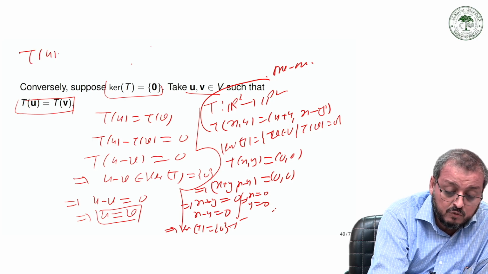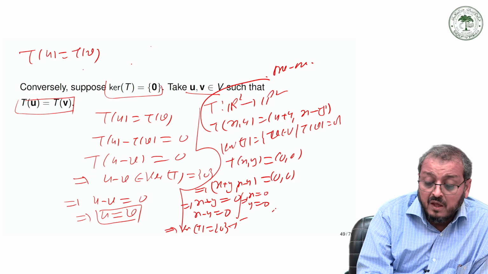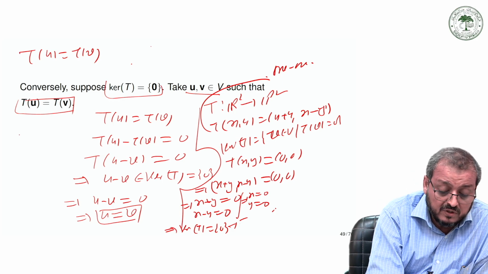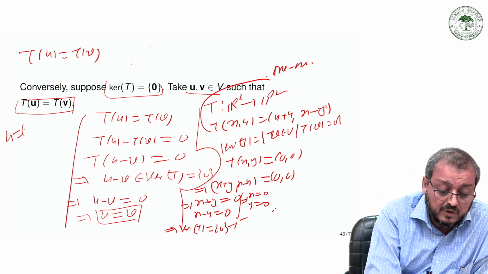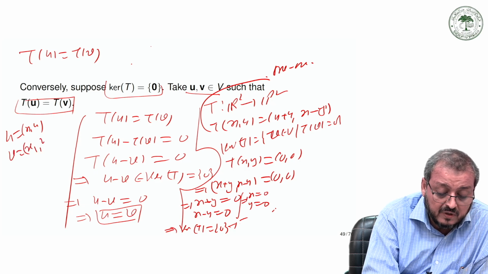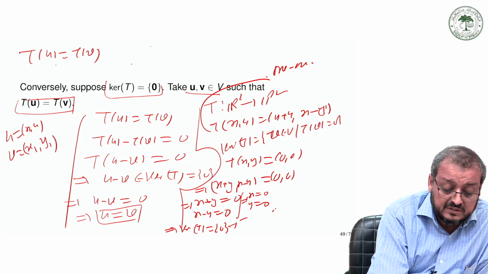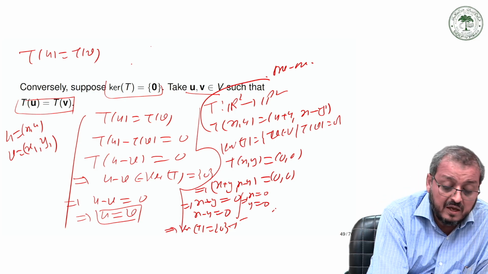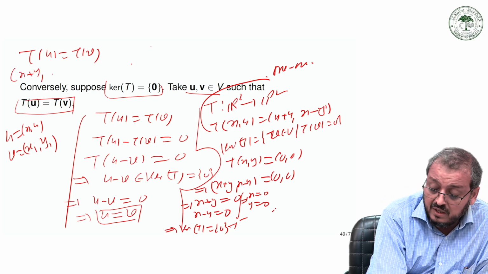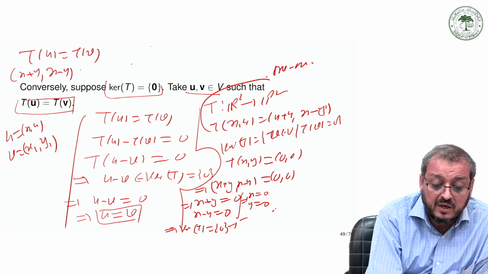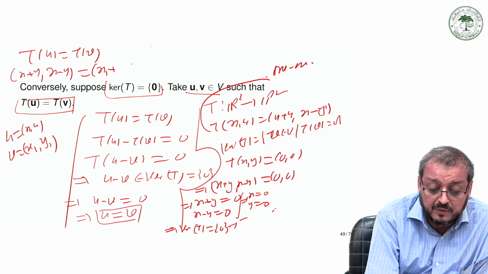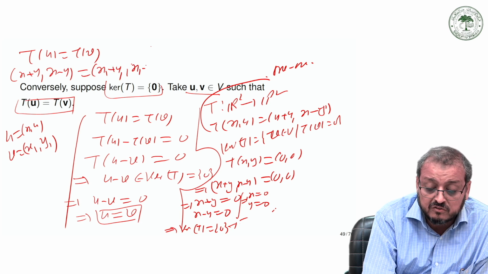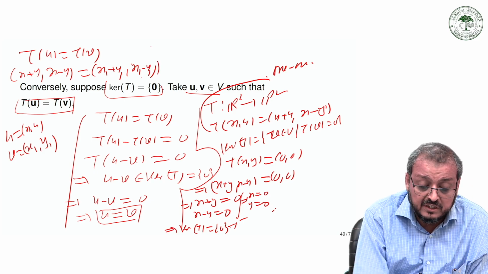v. So T of u is equal to T of v. Assuming that u is equal to (x, y), and v is equal to some (x1, y1). So we can say that T of u is equal to (x plus y, x minus y), and T of v is equal to (x1 plus y1, x1 minus y1), and these two are equal.